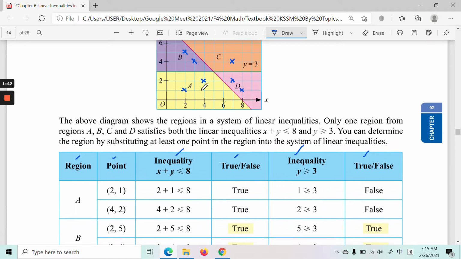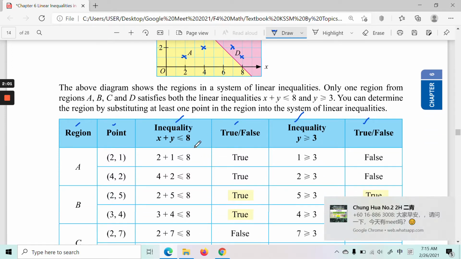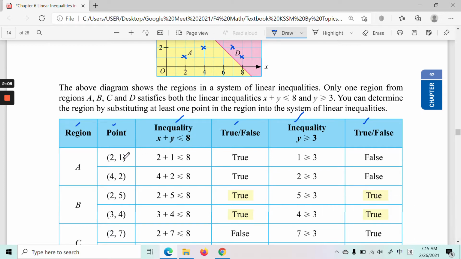Region A, I actually need to choose only 1 point. In this example, they show you 2 points. You simply choose any 2 points inside this yellow region. For example, they choose (2, 1) and (4, 2). The first inequality that I have is this, the second inequality is this. So what I do, I just substitute. Let's say this one: x plus y, then add. x is 2, so I substitute 2 plus 1, y according to this point, and then add, I copy.